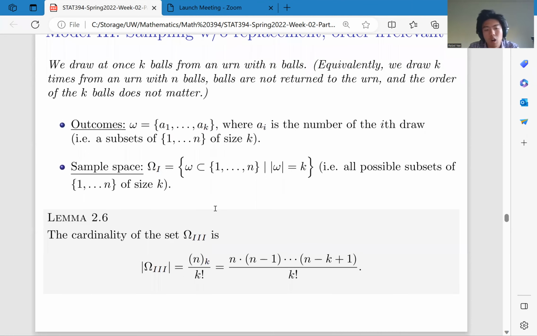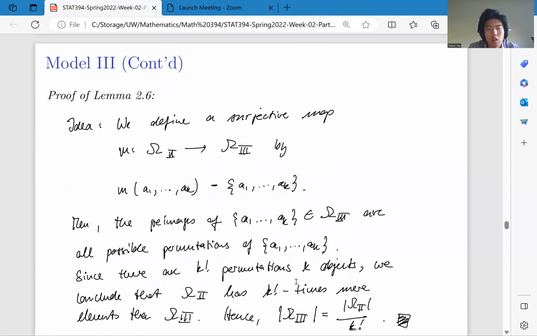Okay, so how can we know the cardinality of the set omega 3? First we remember the cardinality of our sample space 2 is n falling k, which means n times n minus 1 times n minus 2 times and so on down to n minus k plus 1. So what's the difference between this model and the previous model? It's just that the order is not relevant. So how do we account for the order difference? It will be divided by k factorial. So why is that the case?